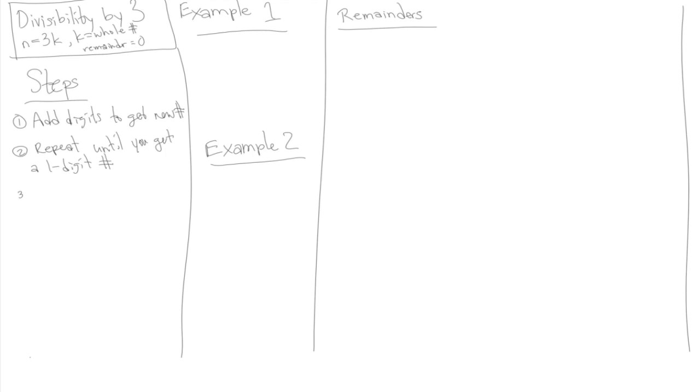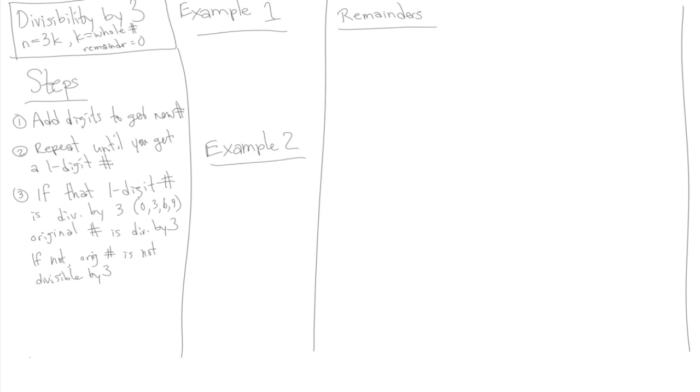And then you just have to check if that one-digit number is divisible by 3. That would mean if it's a 0, 3, 6, or 9, then the original number is divisible by 3. If not, then the original number is not divisible by 3.